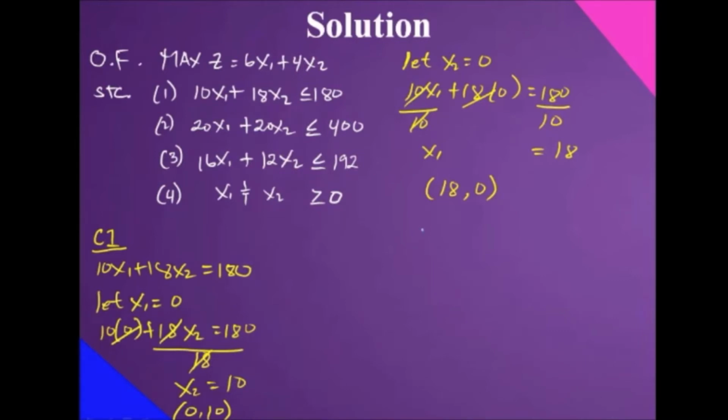So, for C2, equation natin ay ito. So, copy the equation. 20 x sub 1 plus 20 x sub 2 equals 400. Let x sub 1 equal 0. So, 20 multiplied by 0 plus 20 x sub 2 equals 400. Divide both sides by 20 para maiwan si x sub 2 lang, dahil siya yung hinahanap natin. So, 400 divided by 20, that is 20. Meaning to say, if our x sub 1 is 0, our x sub 2 is 20. So, we have now our first point.